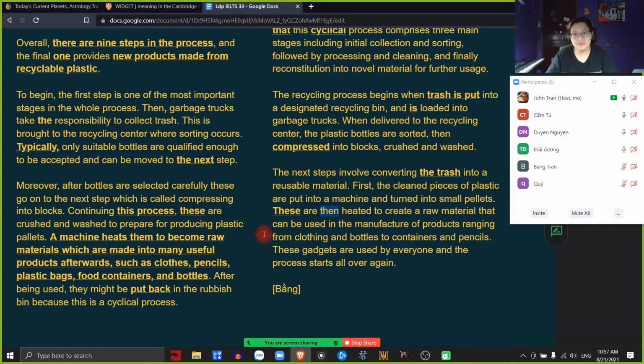You can say then, comma, these are heated. Or you can say these are then heated. It's both of these are then heated. Em dùng cách nào cũng được. Then phải những cái đó được làm nóng, hay là những cái đó sau đó được làm nóng. Okay. These are then heated to create a raw material that can be used in manufacturing.